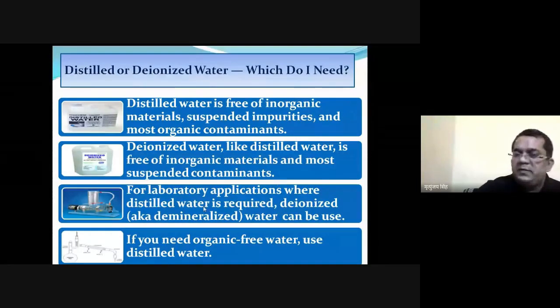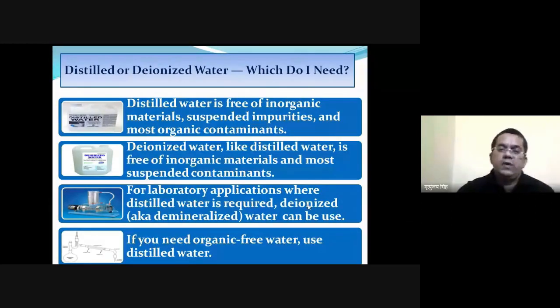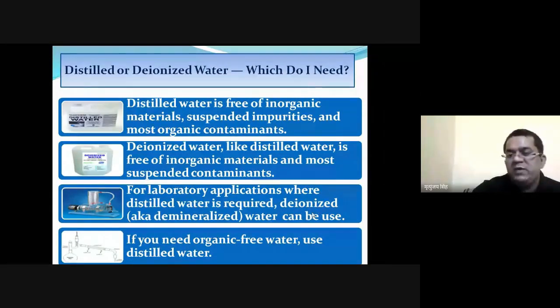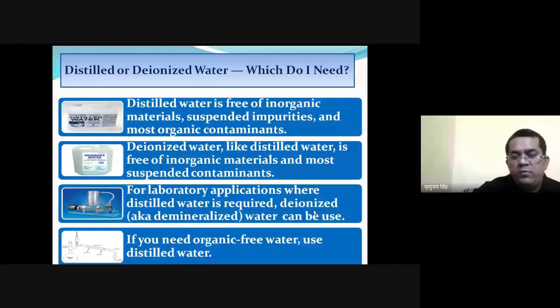For laboratory applications, we require distilled water, but we can use deionized water, that is demineralized water, because distilled water is costly in comparison with deionized water, and distilled water you can take only from laboratories or other places, but deionized water you can generally take from the market. If you need organic free water, use distilled water, because deionized water contains some amount of organic impurities.